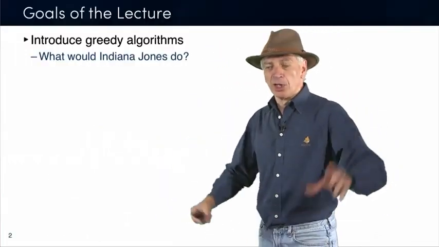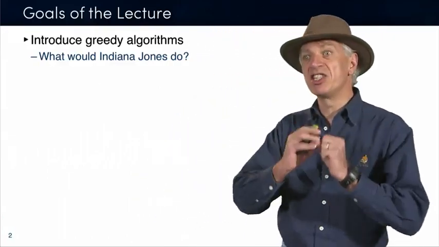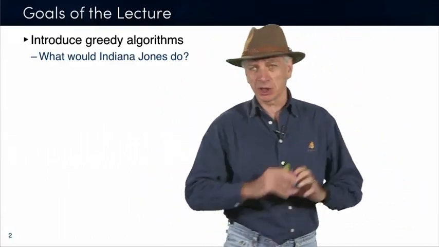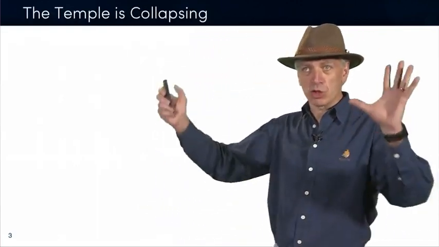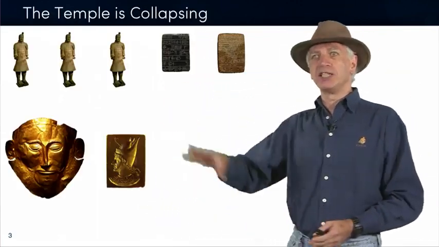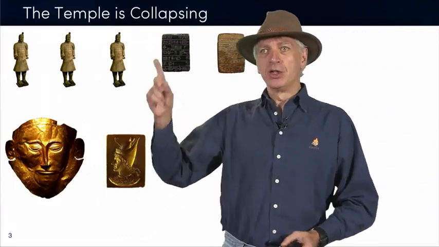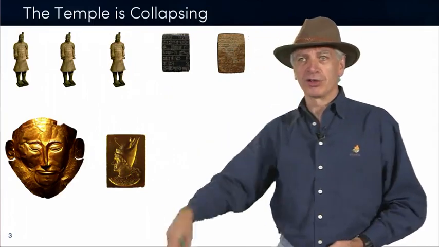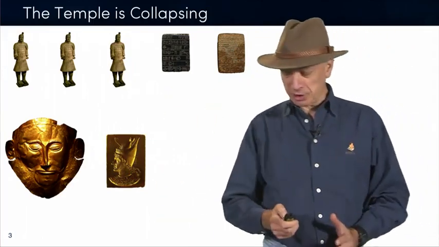Okay? So we want to introduce the greedy algorithm, and what would Indiana Jones do if he doesn't know anything about discrete optimization and hasn't taken the class on Coursera? So this is what you have. The temple is collapsing, and you have all these beautiful artifacts. You have the Agamemnon mask, the terracotta warriors, the Sumerian tablets, and of course, Indiana Jones is pretty smart.